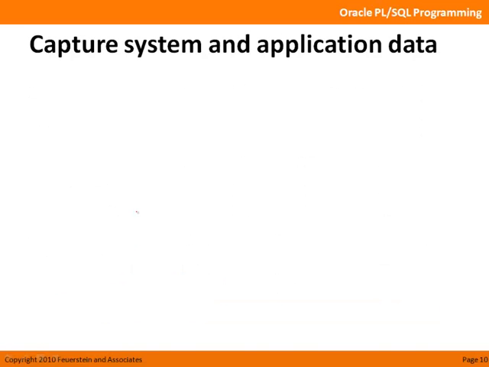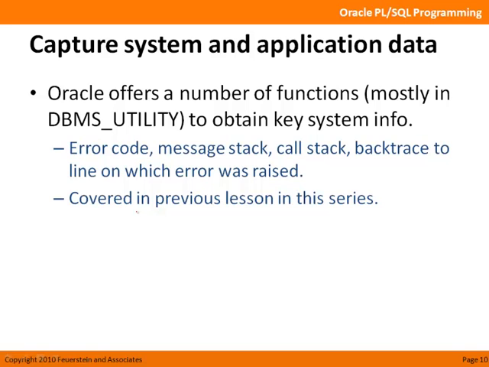Second, capture system and application data. In earlier lessons in this series, I talked under handling exceptions about a number of functions, most of them inside DBMS_UTILITY, that will help you get key system information. What is the error code for the current error? What is the error message or message stack? What is the call stack? Show me how I got to this point in my code. And backtrace to the line on which the error was raised. These are all really important functions. They should be used, they should be called whenever an exception is handled.